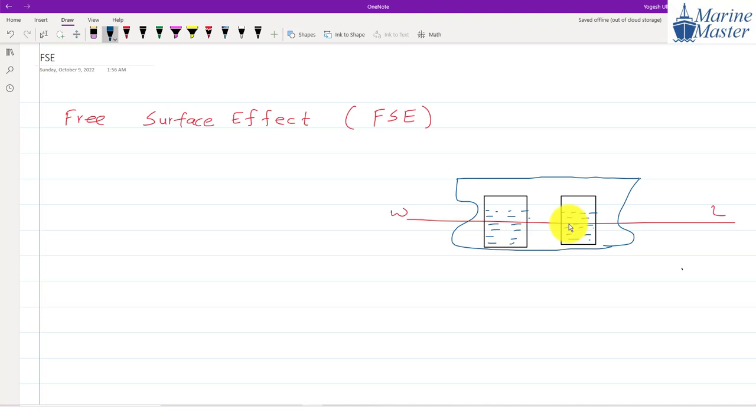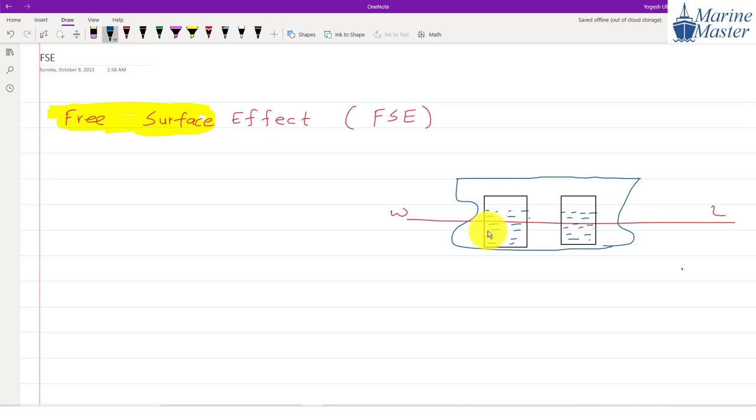And what is there, guys? These tanks are partially empty. Now we will try to understand the meaning of free surface. First of all, we will understand the meaning of free surface, then we will see the meaning of free surface effect. Free surface means the liquid in the tank which is free to move.